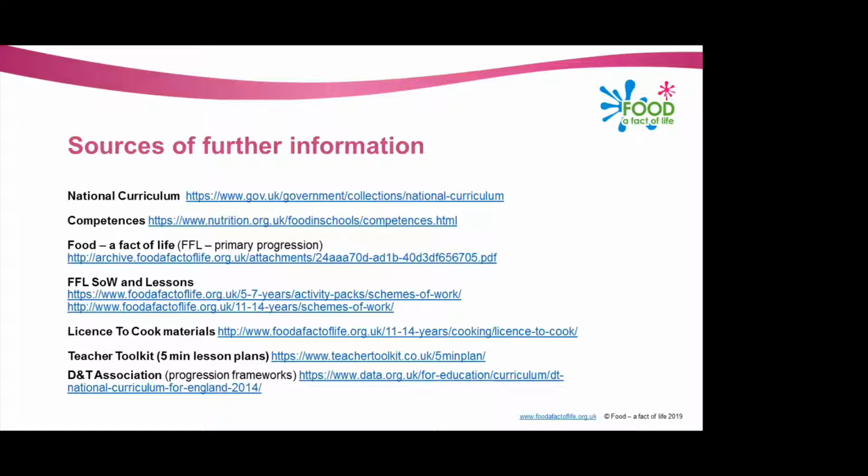So here's a little list of sources of further information that you could find information on. So obviously is the curriculum, competencies, the progression grid that I've mentioned there from Food Effective Life. There's different schemes of work and lessons that we've got too. The license to cook materials might be useful if those of you haven't seen those before. The teacher toolkit, the 5-minute lesson plans I've mentioned. And then the D&T Association has a number of progression frameworks, again, that might be useful to help you.